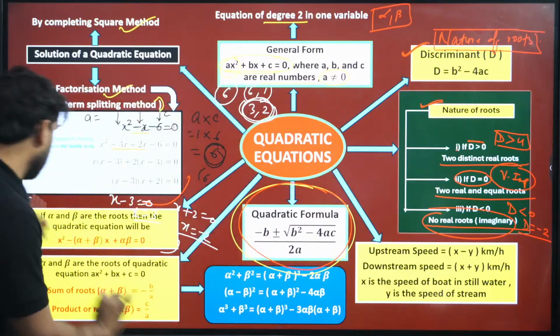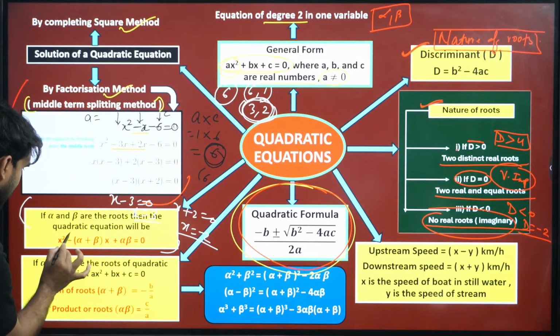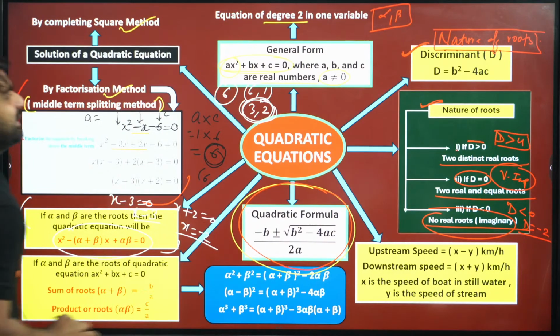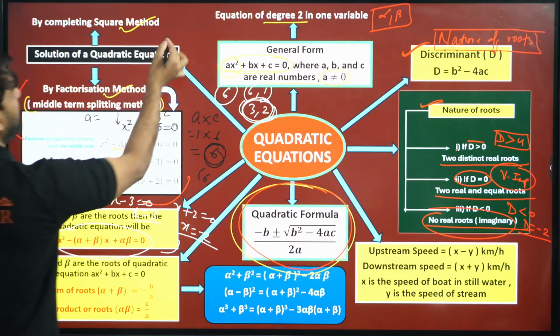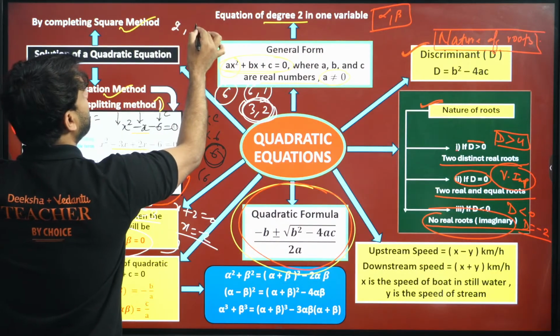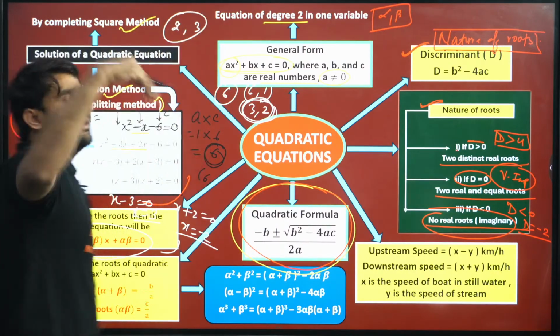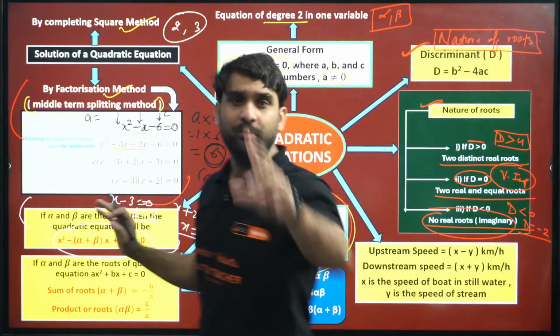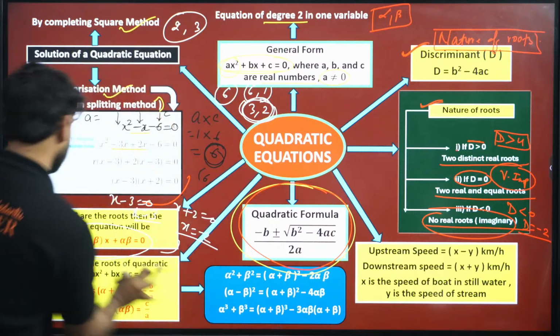So this is the formula: x square minus (alpha plus beta) into x plus alpha into beta. Let me give you an example. Like roots are 2 and 3. There is a quadratic equation. I don't know what the quadratic equation is, but the roots are already given. You have to form the quadratic equation. So we can use this formula directly.